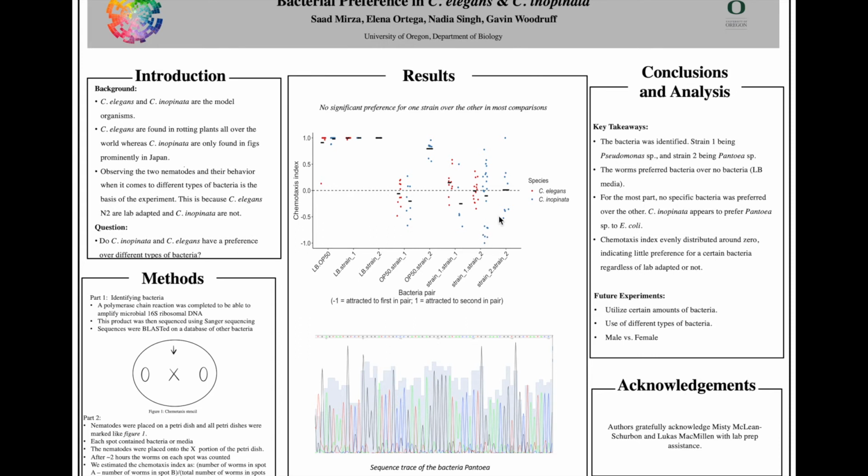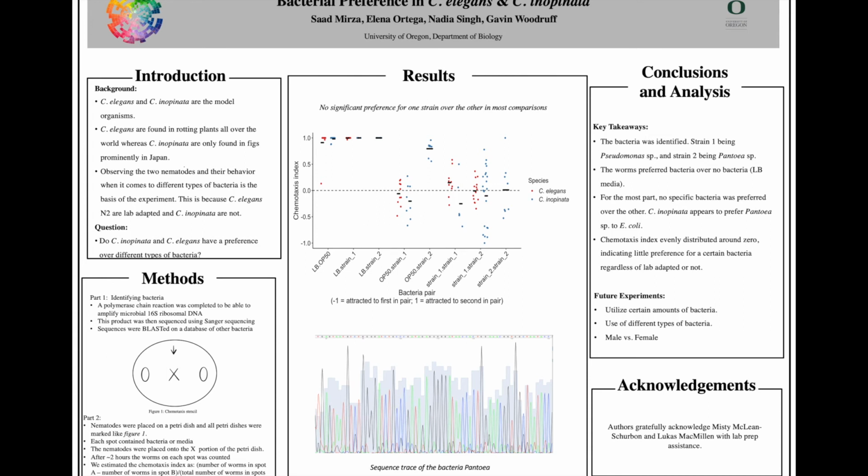And then the Chemotaxis Index was obviously evenly distributed, so we can see from 0 over here, and between 0 and +1 and -1 that they're pretty even. And so it basically indicated that there's not that much preference over bacteria.